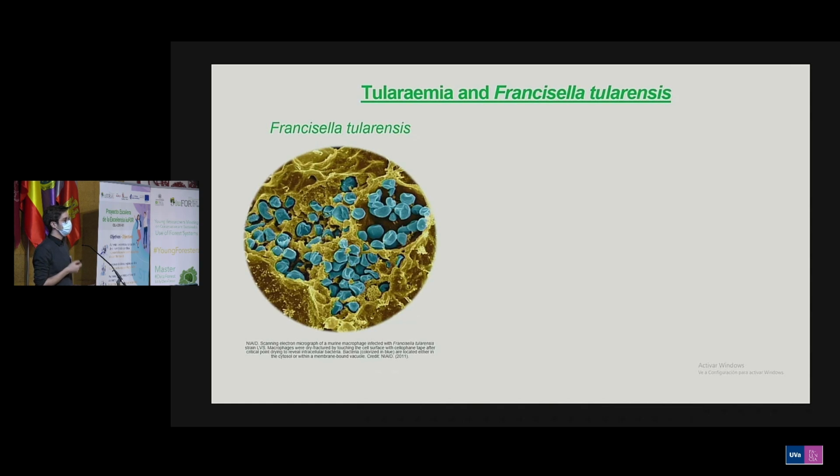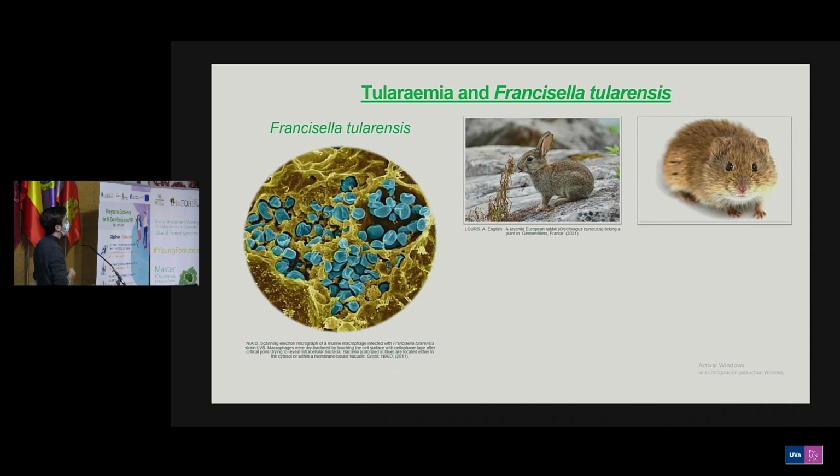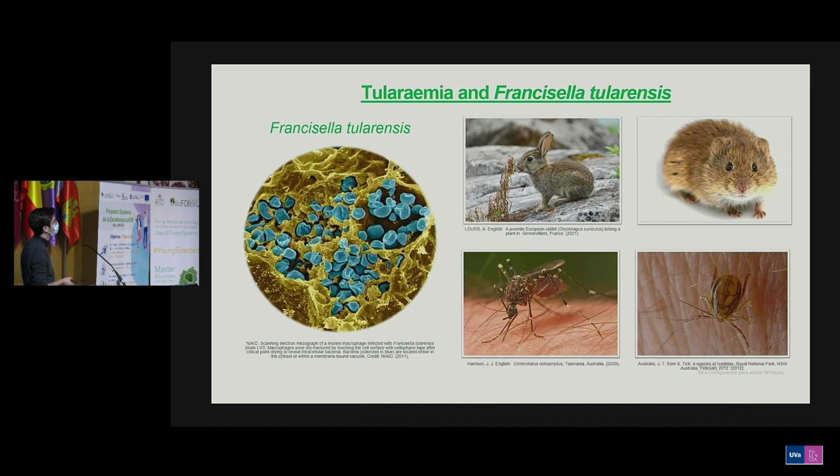This bacteria is intracellular, so it means that normally when it infects an animal or a person, it reproduces inside the cells, like we can see in this image. And the hosts it normally lives in are lagomorphs and also small rodents, and it can also be found in arthropods like ticks or mosquitoes.